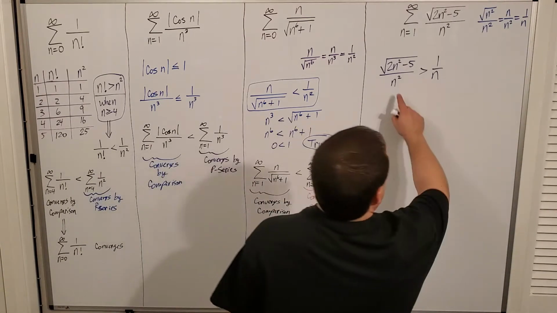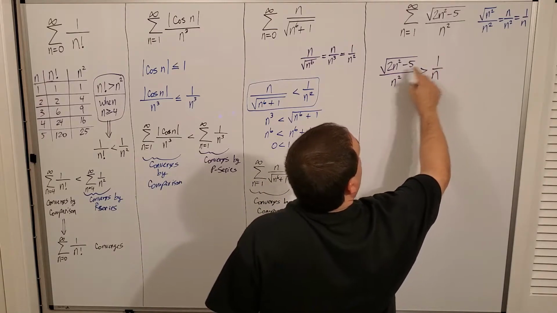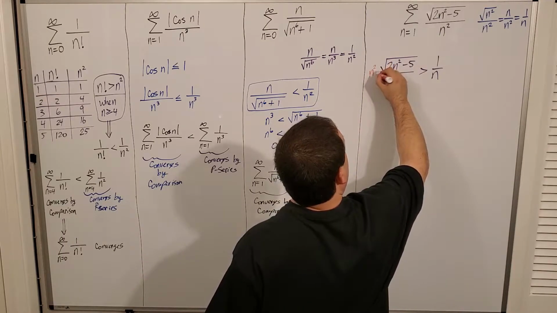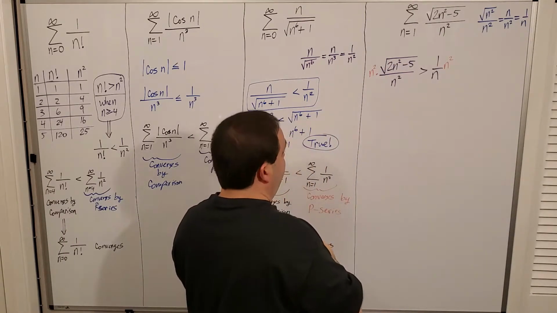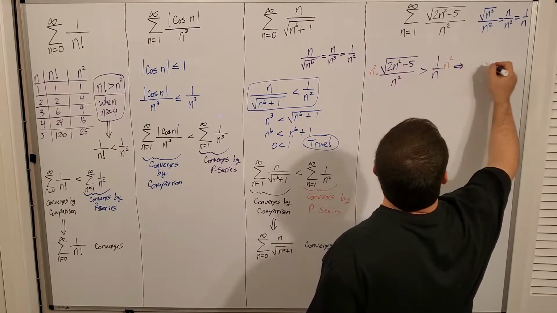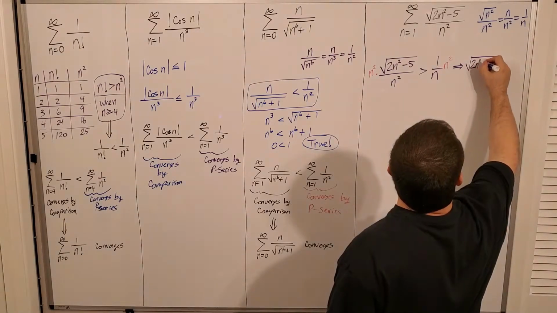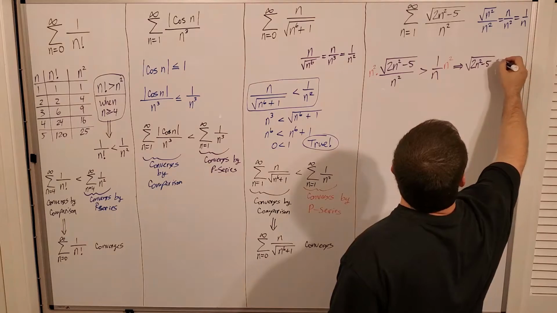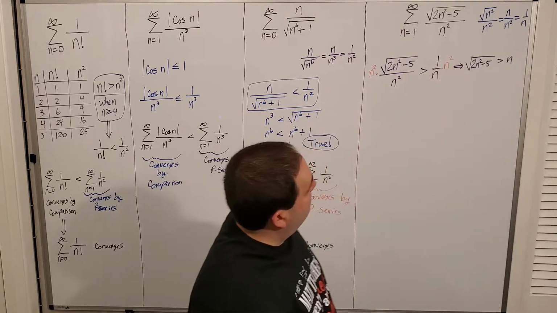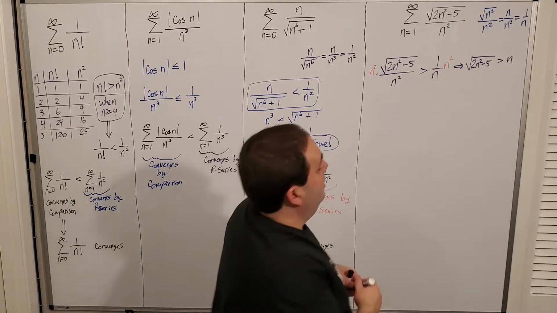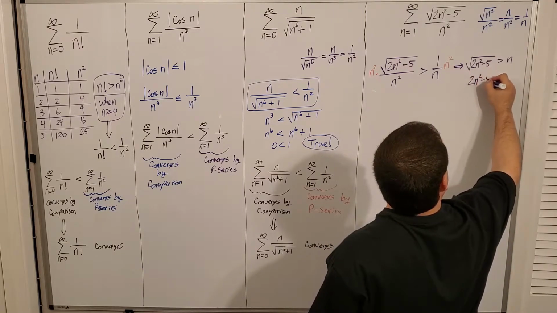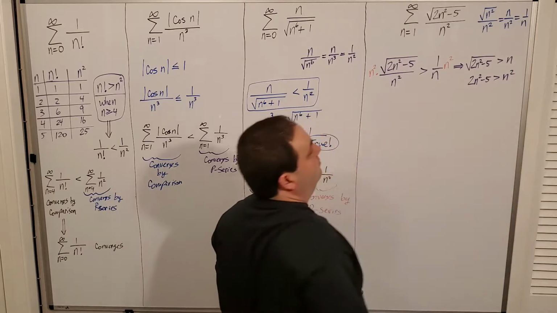Okay, so for this inequality, what I do is I multiply both sides by n squared. Multiplying by n squared is not going to affect my inequality because it's a positive number. So therefore, from here, I get that the square root of 2n squared minus 5 is greater than n, because n squared over n simplifies to n. Okay, from here, I square both sides. And again, no worries about the inequality because these are positive values.